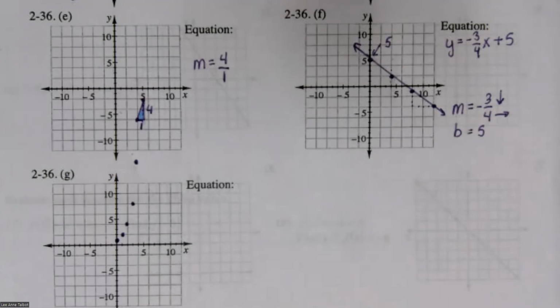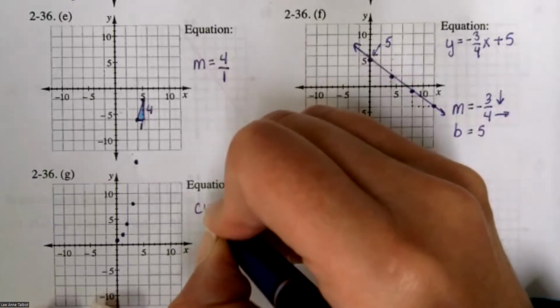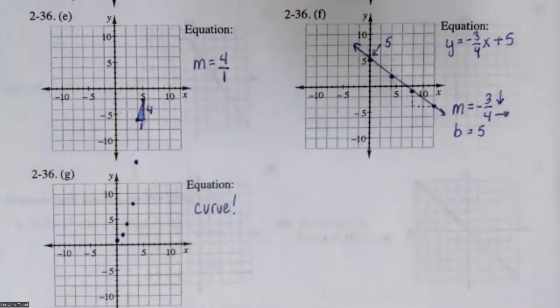Anybody see the problem, the issue? It's curving. Yeah, it's not a line. Can't find an equation of a line if it's not a line. This is a curve. And this is just a little indication of what's to come in your math career. Not always going to be a line.